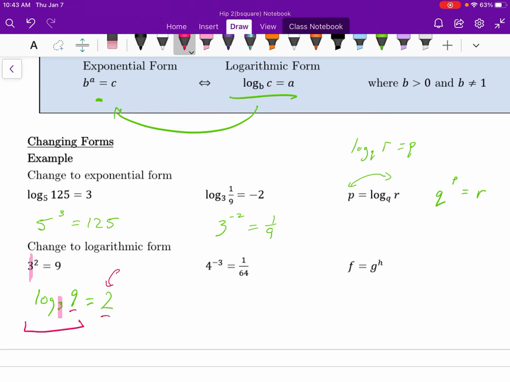So now I'm going to change this into logarithmic form. Log base 4. The argument would be 1/64. Maybe I'm going to put brackets in there, just to clean it up a bit. And that is equal to my exponent, -3. Now, I can ask myself here, what is the base? The base would be g. Log base g of f is equal to h.